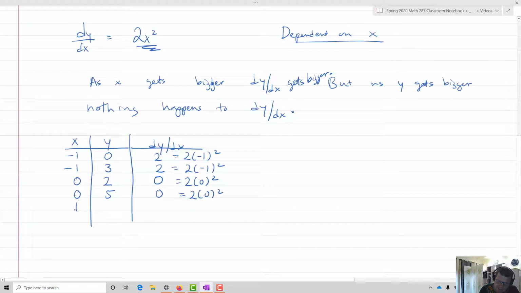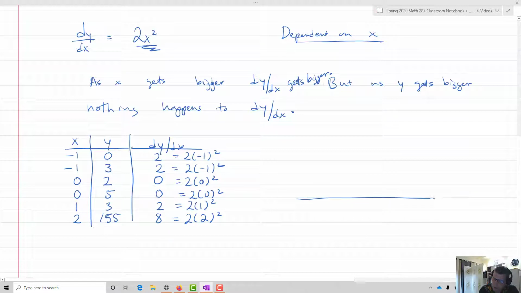Let's say for example I have x equal to 1 and y equal to 3, then dy dx is equal to 2, because it's going to be 2 times 1 squared. If I have x equal to 2 and y equal to 155, what I'm going to get is dy dx equal to 8, because dy dx is going to equal 2 times 2 squared, which equals 8.